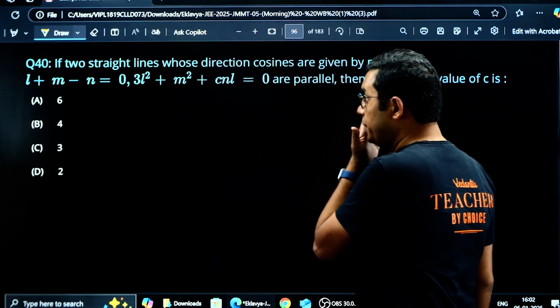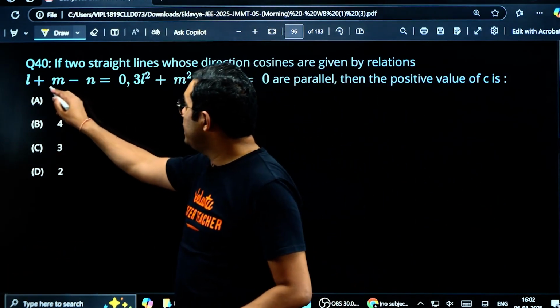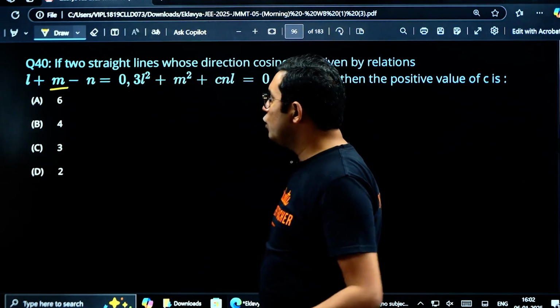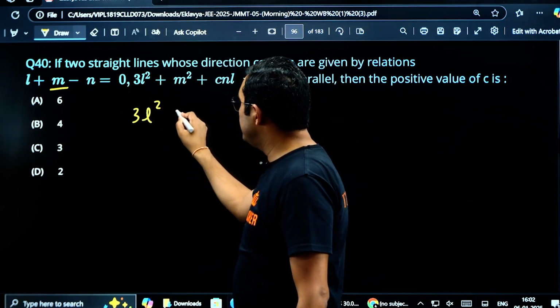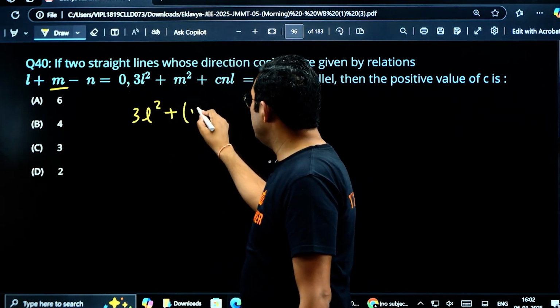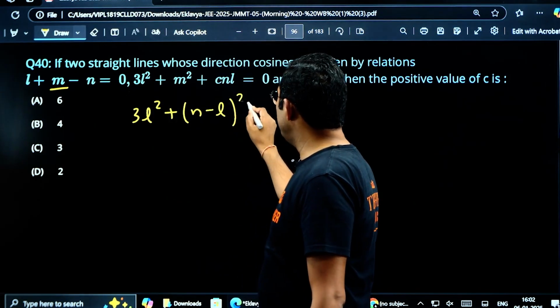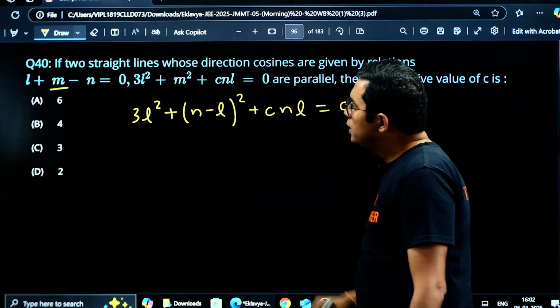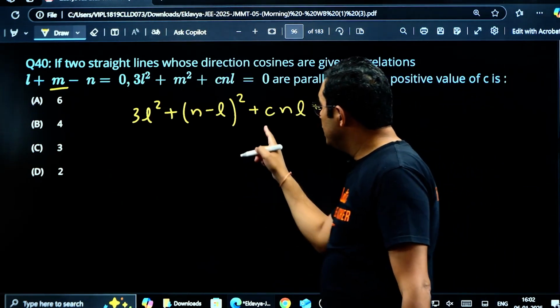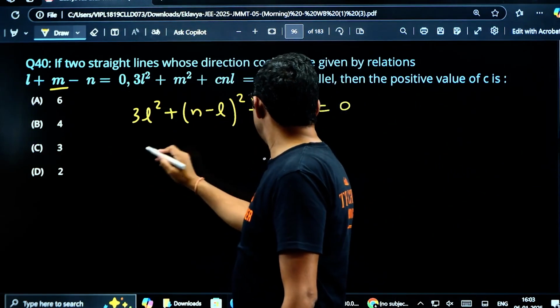Okay. So here, please see, I am going to eliminate M. You can eliminate L also, M also, N also, your choice. So 3L square plus, now M is actually N minus L, so whole square here, plus C into NL is equal to 0. Now this will be a quadratic. Let us first write in terms of L.